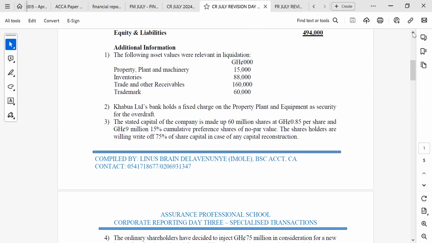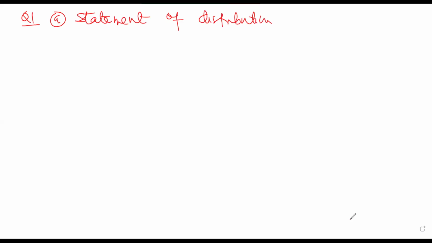Please, any question that we are solving here, you should take it and do it. You will not have the question before going to the exam, but anything is possible. You can also write liquidation option or statement of distribution. So, statement of distribution.